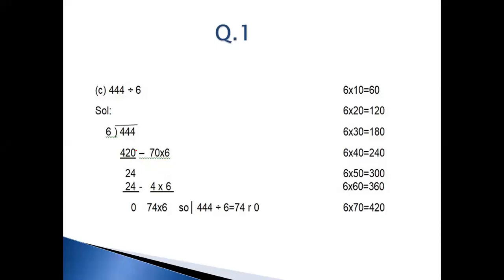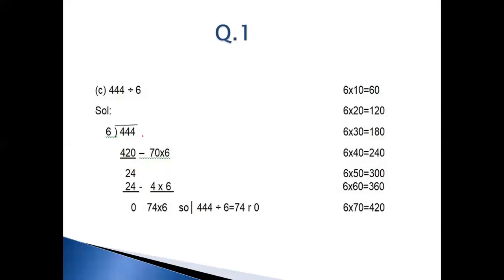Here we are going to do the simple subtraction. 4 minus 0 will be 4, 4 minus 2 will be 2, and 24 is my next step. Now recall in your memory the table of 6, because 6 is our divisor. 6 multiplied by 4 gives 24, and 24 minus 24 will be 0.